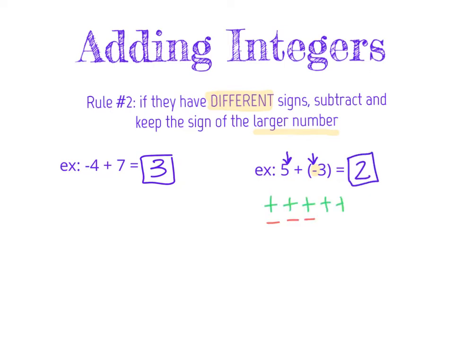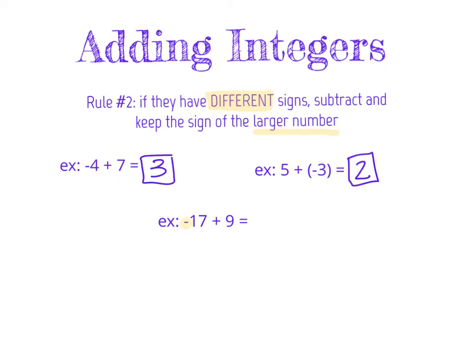So let's look at the sketch. Here we have 5 positives and 3 negatives. We're going to cross out our zero pairs. We have 1, 2, 3 zero pairs that cancel out, and I'm left with 2 positives, which match my answer of positive 2. For our last example, we'll do negative 17 plus 9.